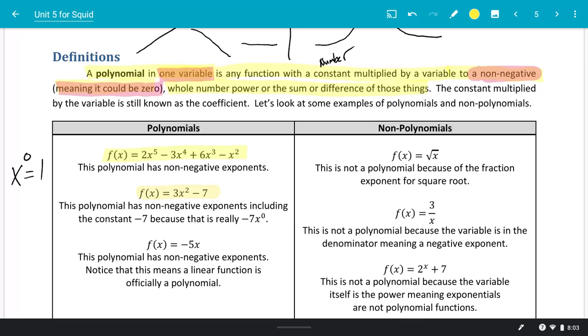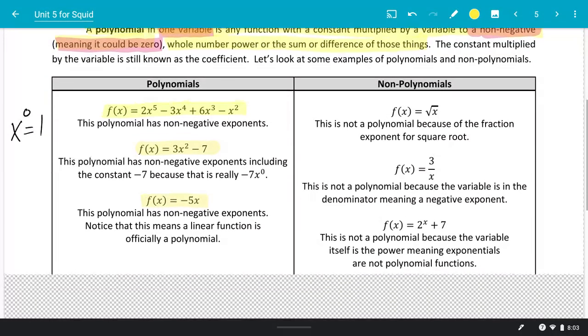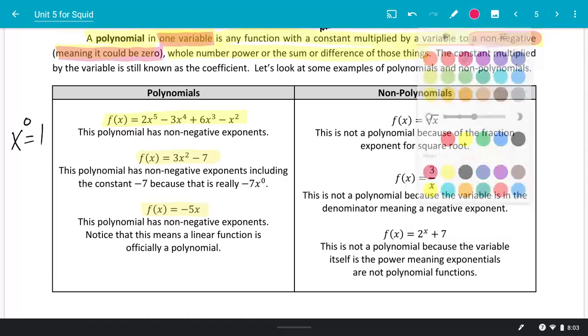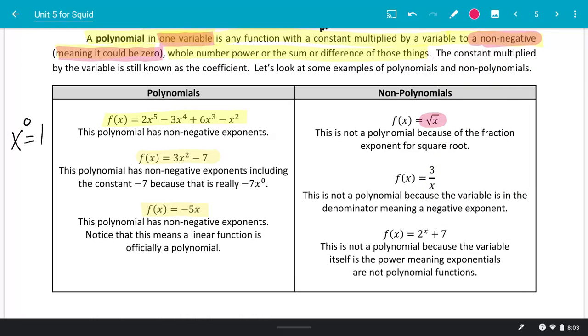All right, so let's look at this last one. -5x. This polynomial has a non-negative exponent. What's the exponent? It's the first. And notice that means the function is officially a polynomial. So let's look at these ones that are not polynomials.